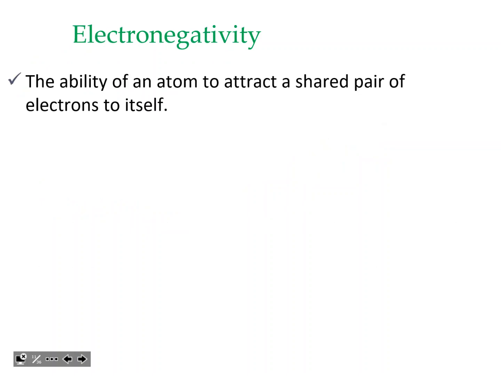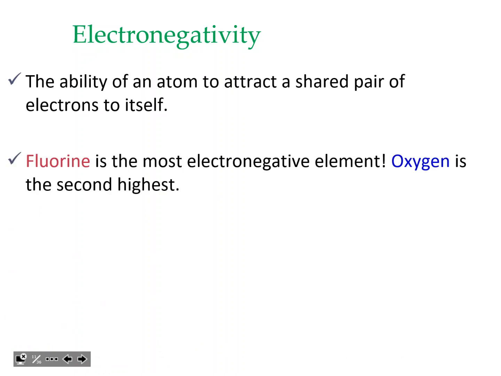Electronegativity: the ability of an atom to attract a shared pair of electrons to itself. So basically, attracting electrons in a chemical bond is electronegativity. Fluorine is the most electronegative element. Oxygen is the second highest here.